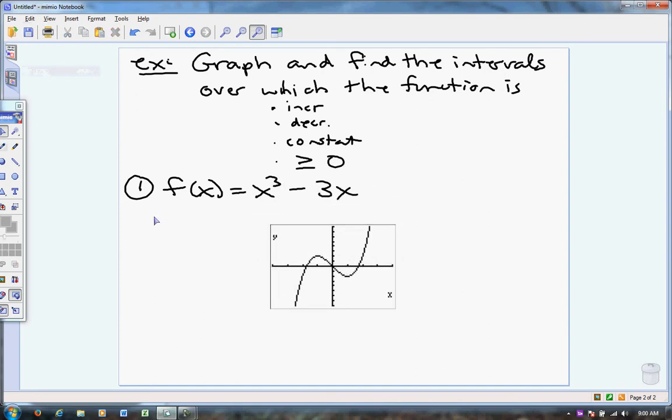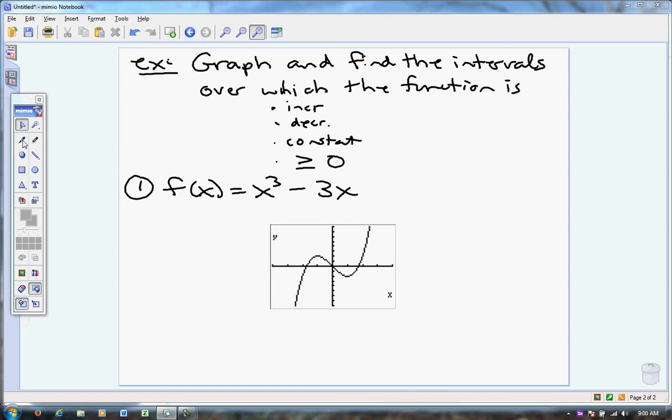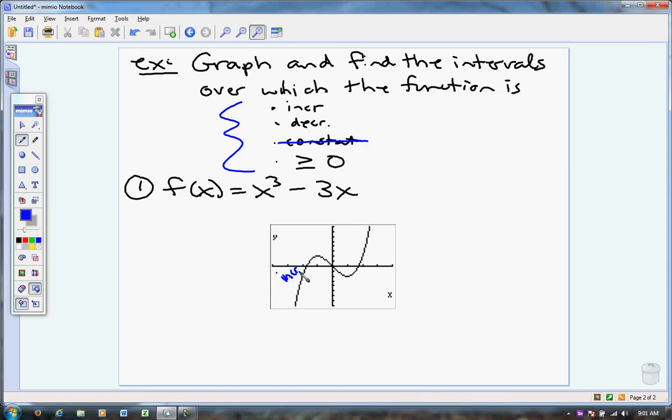Okay, this function has really a lot of the characteristics we're talking about. What's the one thing, if I'm looking at these 4 bullets up here, that it does not have anywhere? It's not constant anywhere. So we don't need to worry about that one in this case. But the other ones, it has some increasing, it has some decreasing, it has some places where it's greater than or equal to 0. So obviously, we can see it is increasing here, it's decreasing here, increasing here, okay?